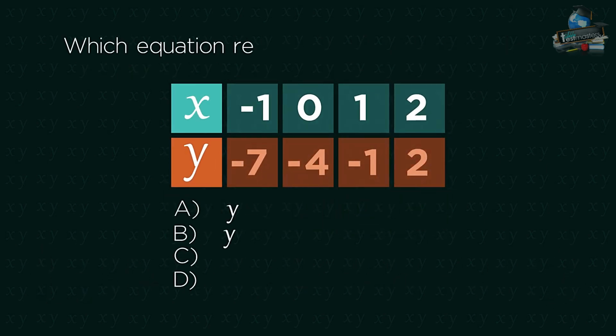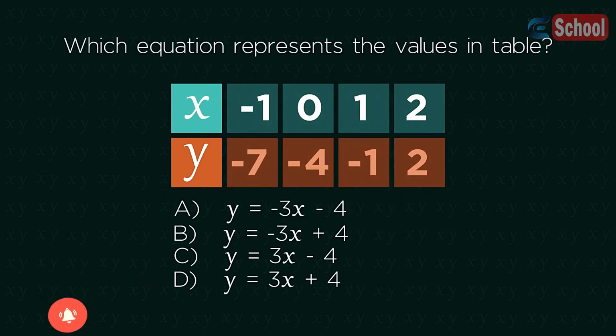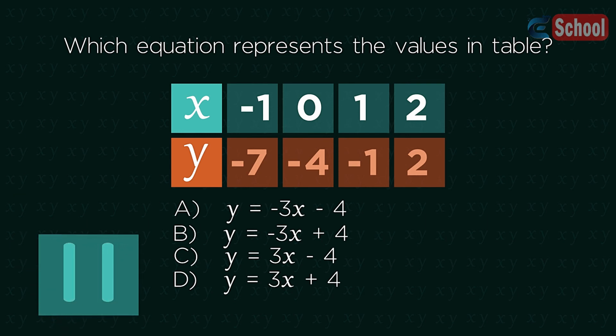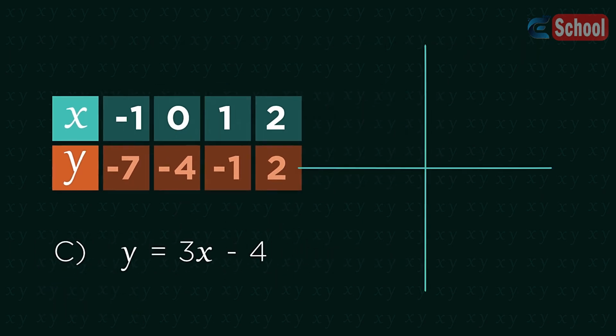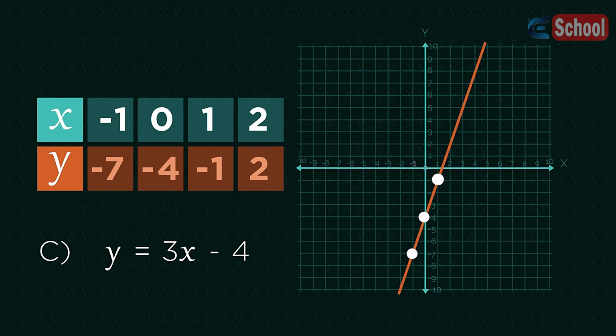Here's the final type of question to try. Which equation represents the values in the table? Pause the video and work it out. Did you get option C? We can then use these ordered pairs and plot them onto a graph, which we'll look at in future videos.